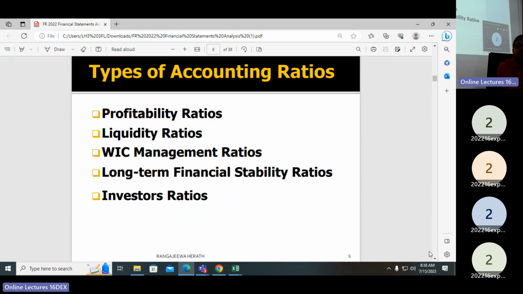So then we discussed the types of ratios: profitability, liquidity, working capital, financial stability, and investors ratio.